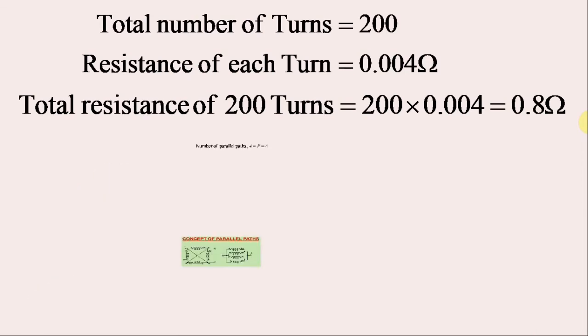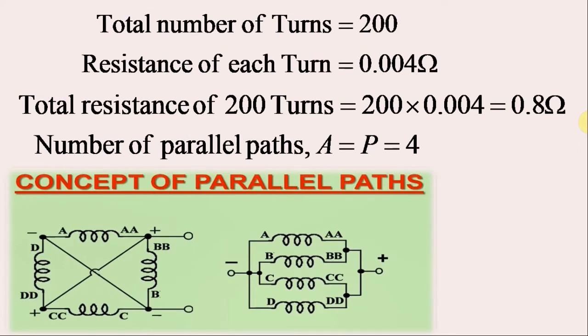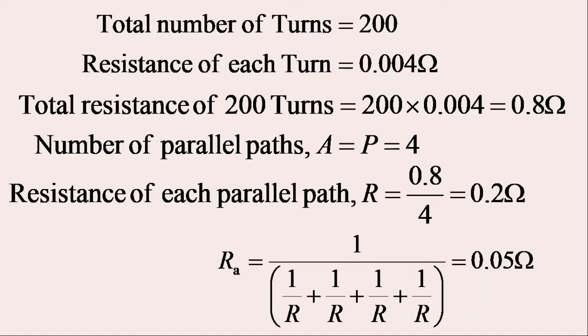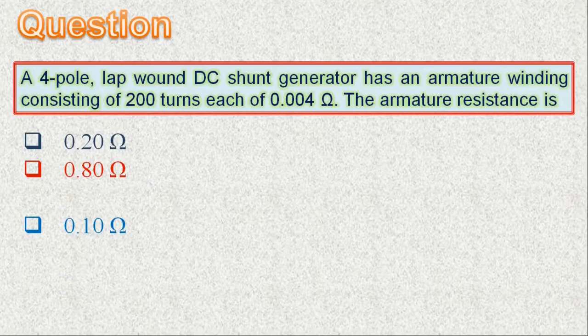Since the machine is lap wound, the number of parallel paths will be equal to the number of machine poles. Therefore, A is equal to 4. Now we may calculate the resistance of each parallel path by dividing the total resistance of 200 turns by the number of parallel paths. This comes out to be 0.2 ohm. Now the armature resistance will be nothing but the equivalent resistance of all 4 parallel paths, which is calculated as 0.05 ohm. So the third option is the correct answer.